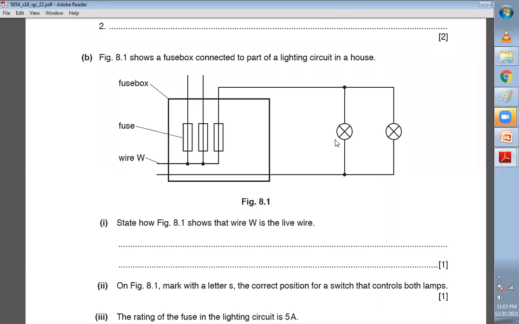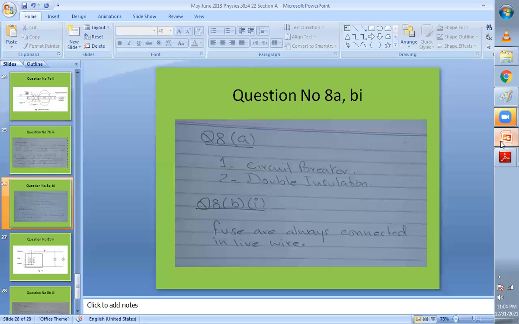On the figure 8.1, mark with the letter S the correct position for a switch that controls both lamps. So this is the live wire. So the switch is also connected in the live wire. So this is the live wire coming in. So here's just right here S. So you can put a switch here. So when you open it, both the lamps will go off. When you close it, both the lamps will be on. Let me show you.